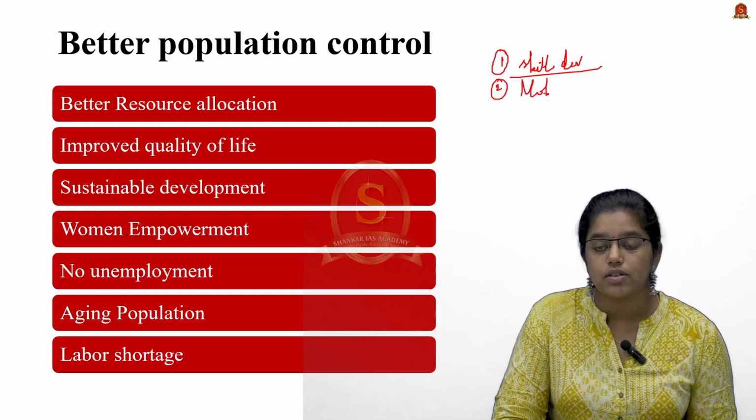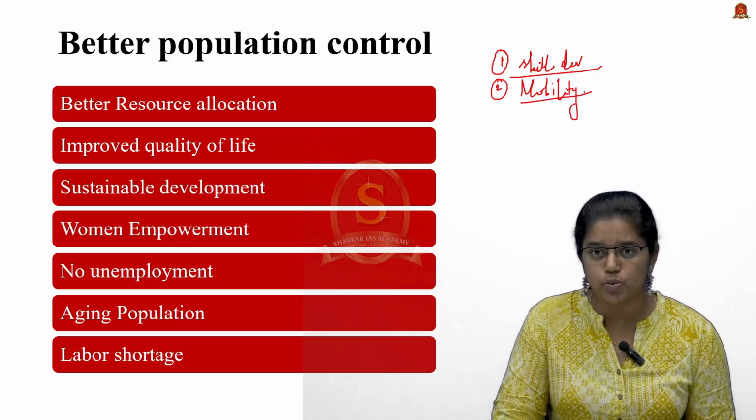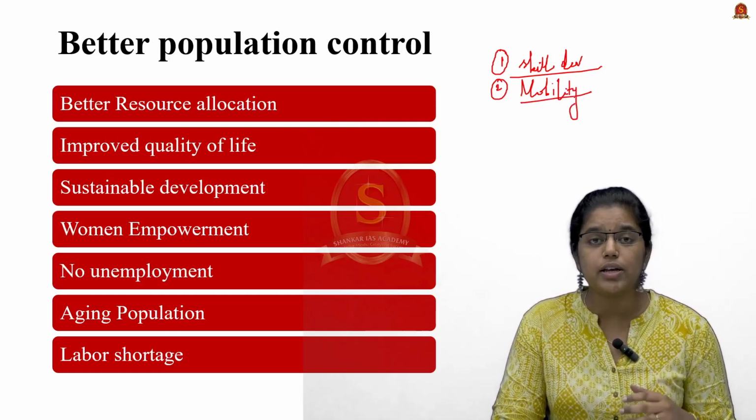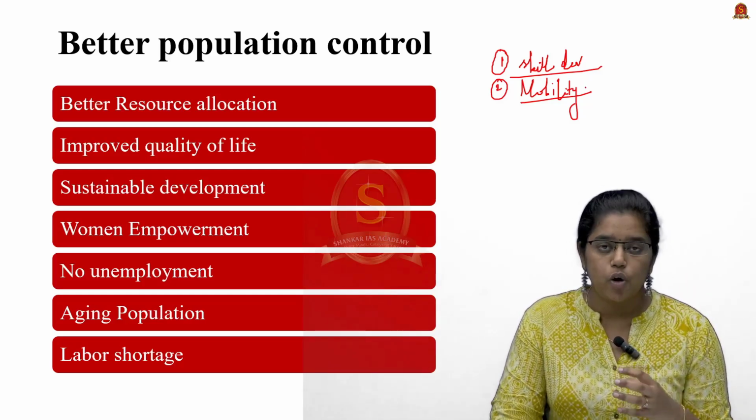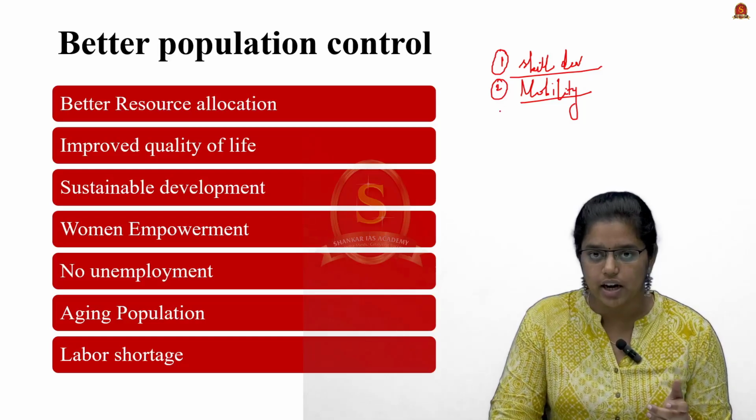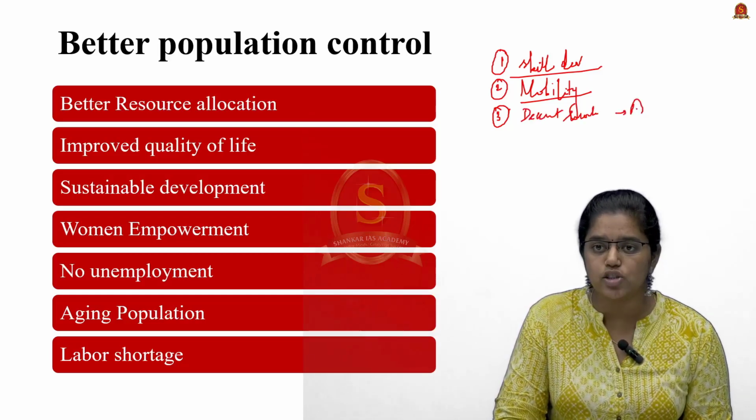Secondly, they are advocating better mobility. By improving the efficiency of transport, we can move the population from higher density locations to locations where labor is needed. And thirdly, we can also provide decent living and working conditions to the aged population.